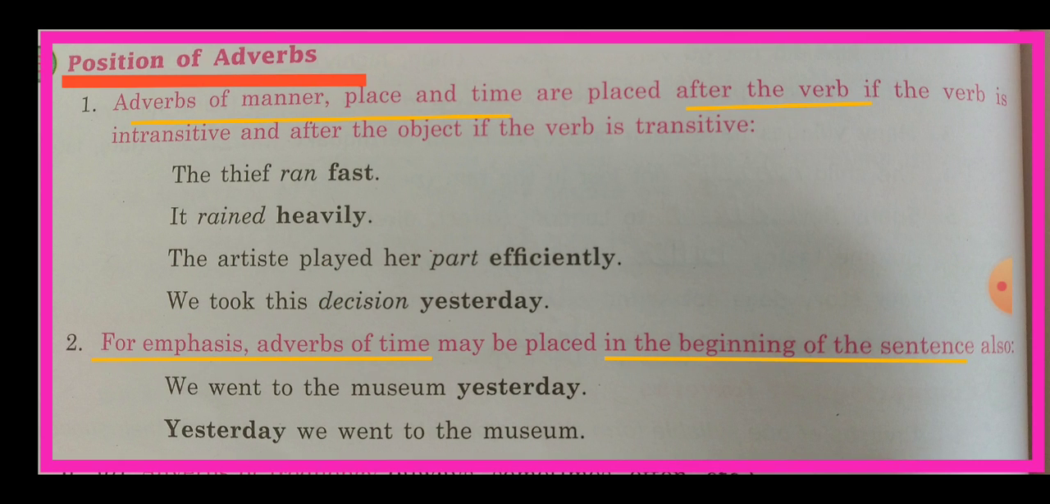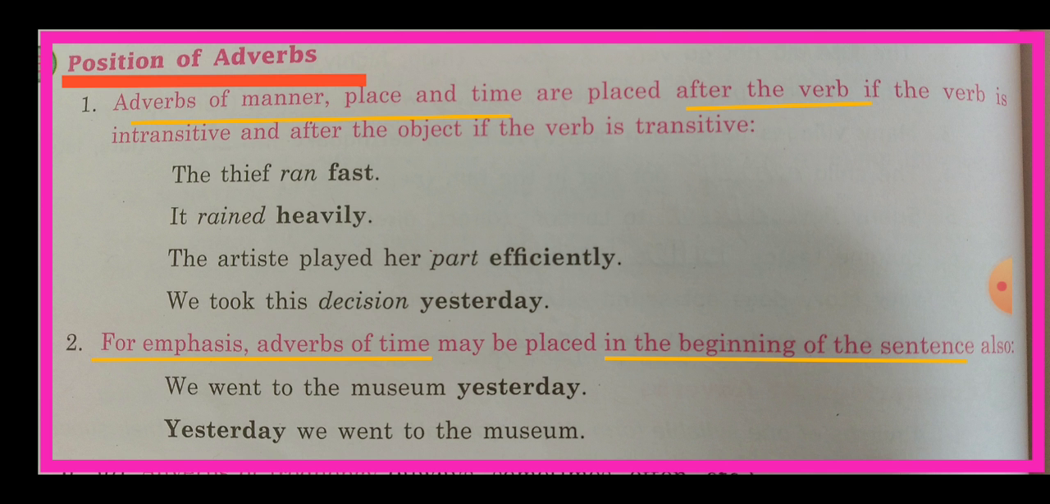Now position of adverbs. How will we find where the adverb is in a sentence? Adverbs of manner, place and time. Keep in mind, manner, place and time are placed after the verb. So wherever the verb is written, we will find the adverb of manner, place and time after that verb. Like, the thief ran fast.